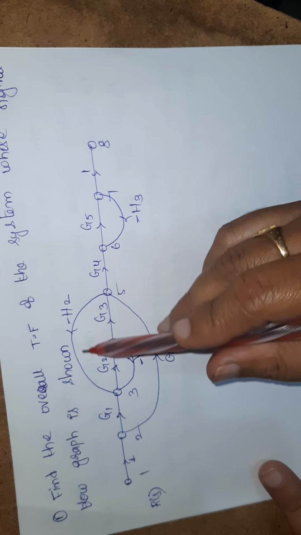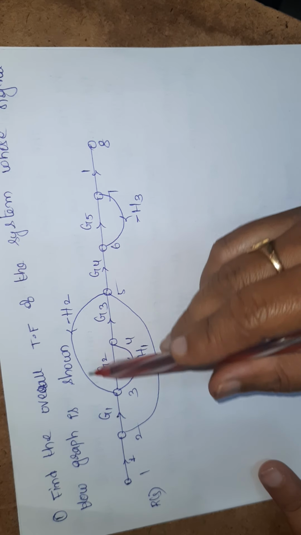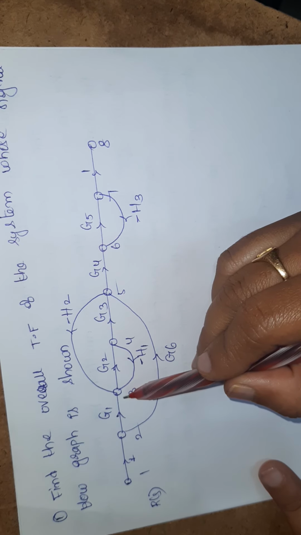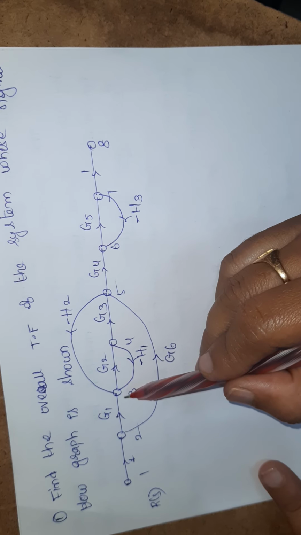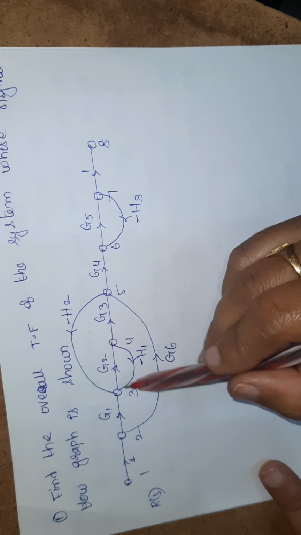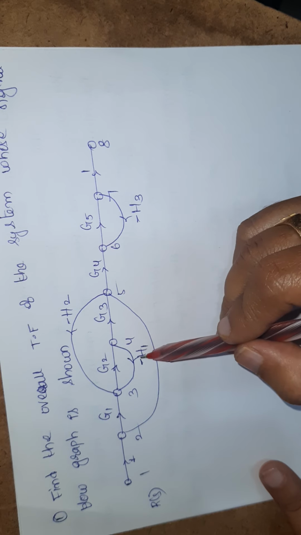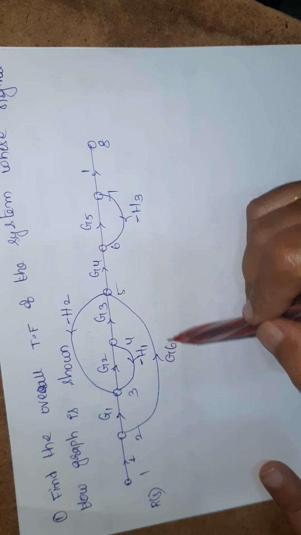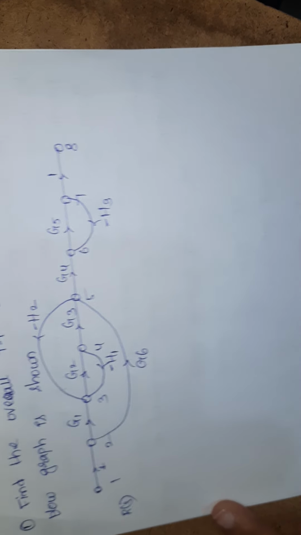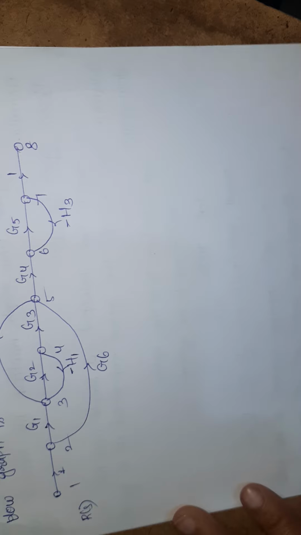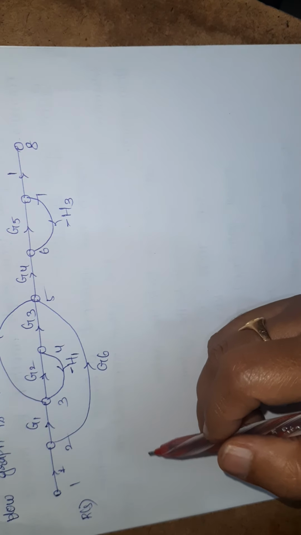And this is the backward branch from fifth node to third node. Next from 4 to 3 I am having minus H1, and here G6 I am having, and this is minus H3. This is the graph. So by using Mason's gain formula we have to calculate the transfer function.